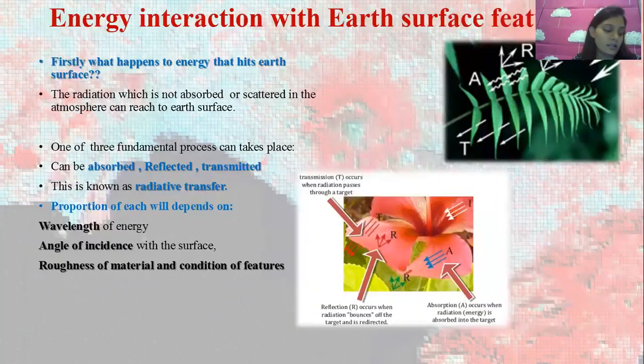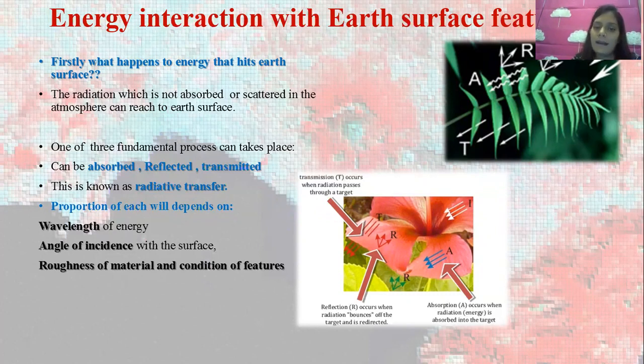Next, moving further, energy interaction with surface features. Yes, it is very important. Firstly, the energy that hits the earth's surface, that is absorbed and not scattered, will be stored in the sensor, and that sensor will give us information. So here three fundamental processes take place. Which are the three fundamental ones? Absorption, reflection and transmission. You should remember the figure shown here. If I take a leaf figure, the incident rays are coming, some are absorbed, some are transmitted and some are reflected, right? The proportion of each will depend on whom?